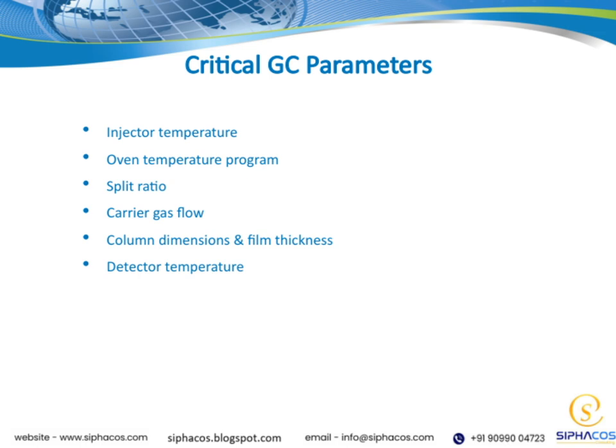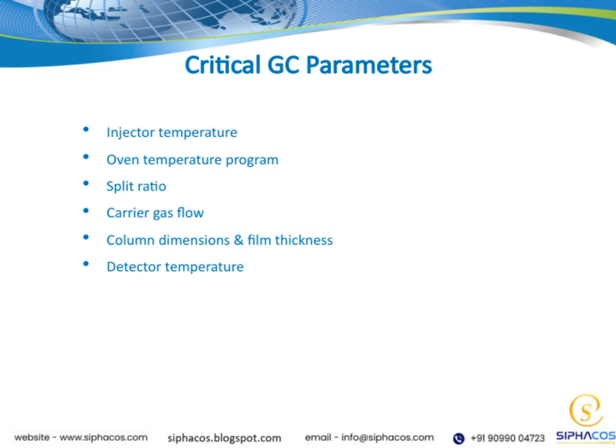Carrier gas flow is another crucial factor. It affects how quickly the analytes travel through the column, impacting separation quality. When considering column dimensions and film thickness, these physical characteristics directly influence the efficiency and selectivity of the separation process. Then, the detector temperature must be optimized to ensure consistent and reliable detection of our analytes without introducing noise.